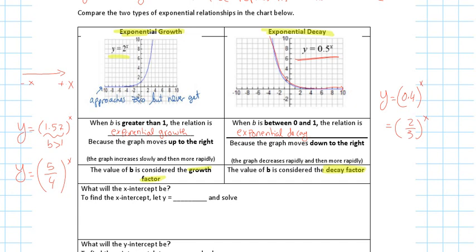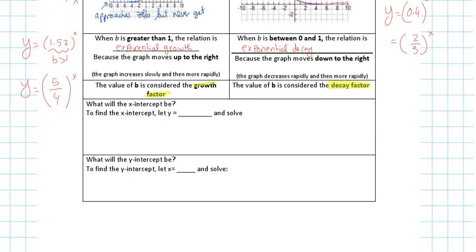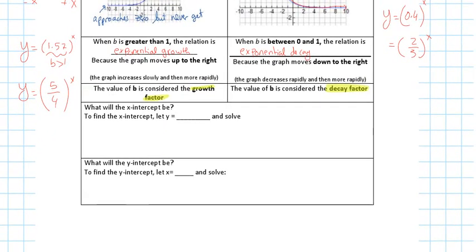The next question is asking you what is the x value, or what's the x-intercept? What will the x-intercept be? So to find the x-intercept, I'm going to have to let y equal what? 0. So let's use the first equation, y equals 2 to the power of x.